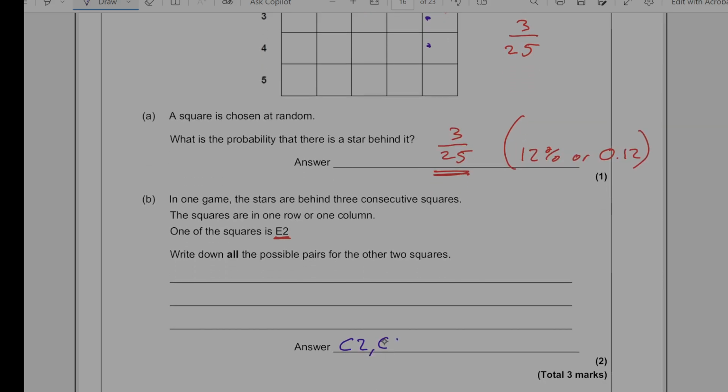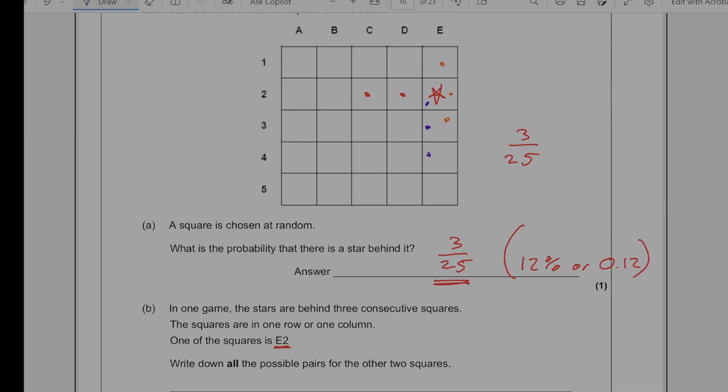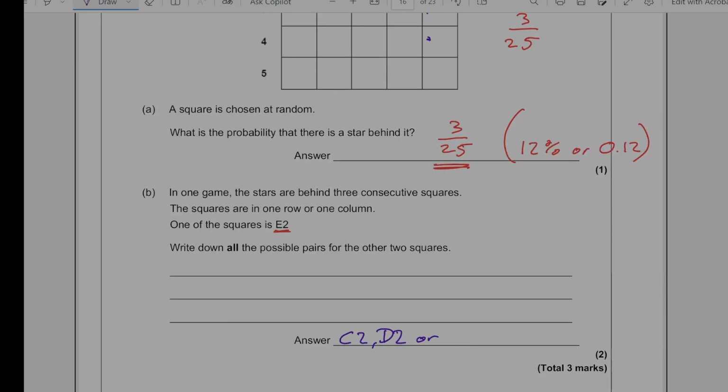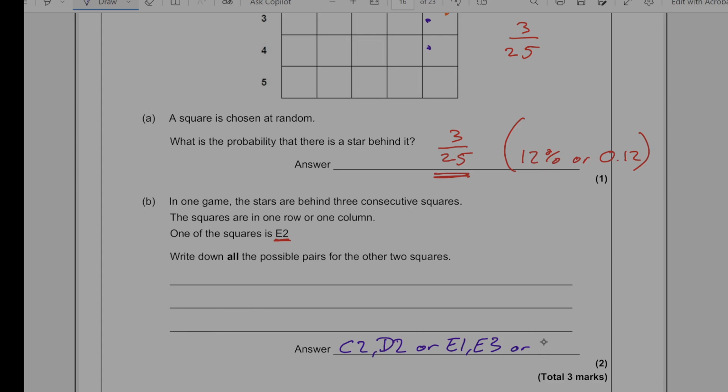I'm going to have C3 and D3, C2 and D2. That's or I could have E1 and E3. Or E4, E5. E3 and E4, sorry. E3 and E4, final combination.